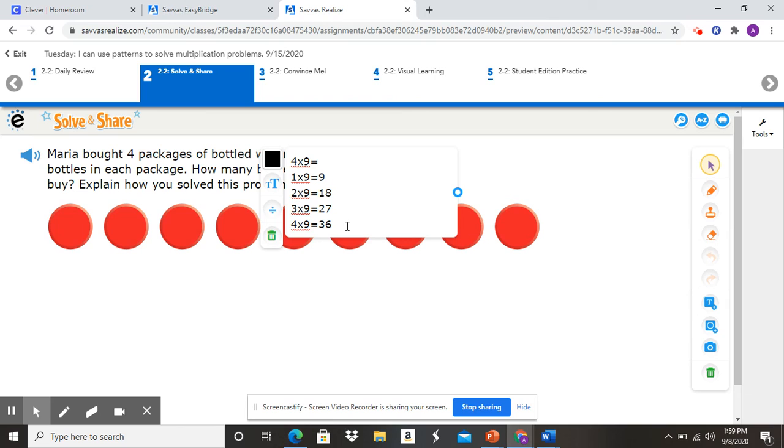So that's one way that you can use patterns to answer any equation you are multiplying by 9. You're also welcome to draw equal groups or rows in here, just as long as you can explain your answer.